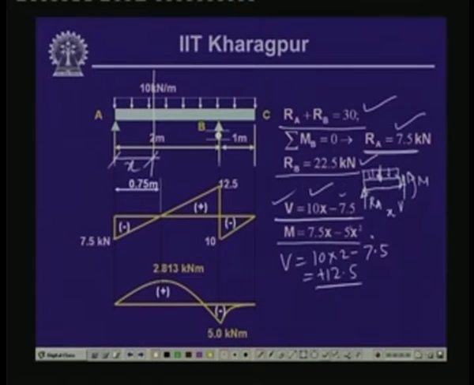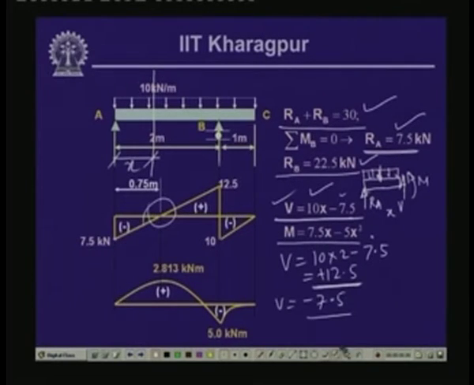Now, note that when x is equal to 0, V is equal to minus 7.5, and at x equals 2, V is equal to plus 12.5. So, it varies from minus 7.5 to 12.5. So, somewhere in between the shear force will be equal to 0.